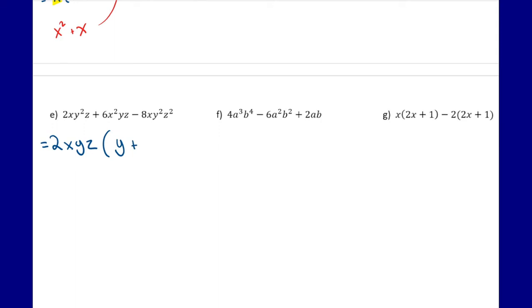Next term, 6 divided by 2 is 3. X squared divided by x is an x. YZ and YZ, same terms, they cancel out, so it leaves me with 3x. Lastly, negative 8 divided by 2 is negative 4. X and x cancel out. Y squared divided by y leaves me with a y, and z squared divided by z leaves me with a z. So that is my factored form.